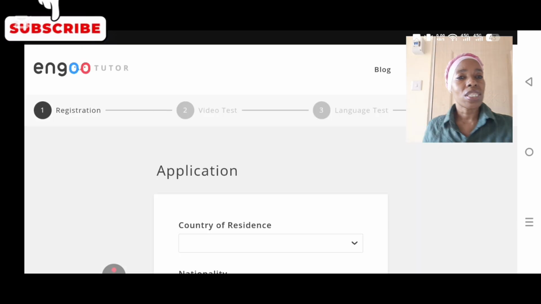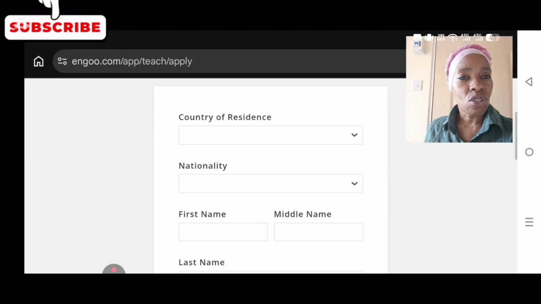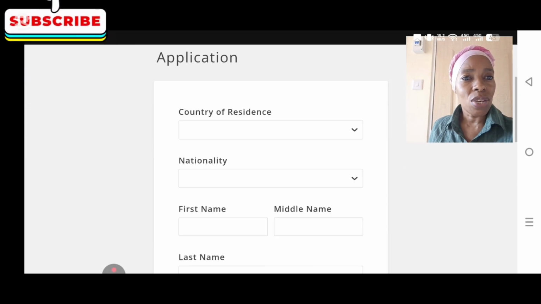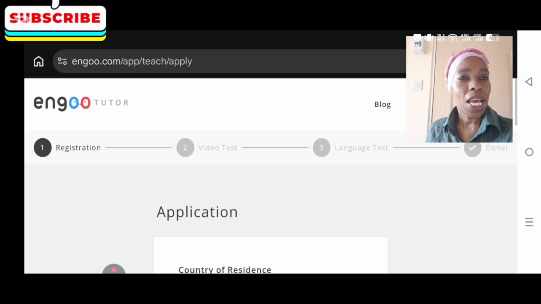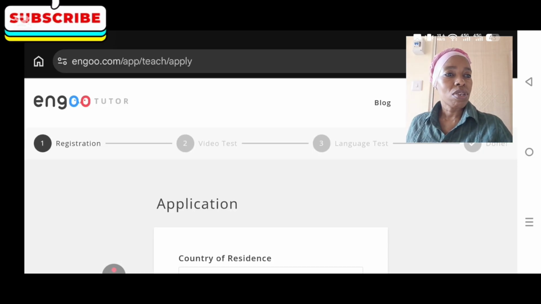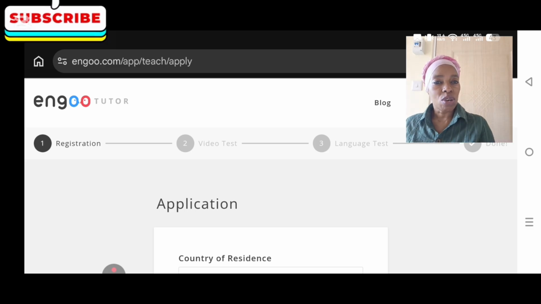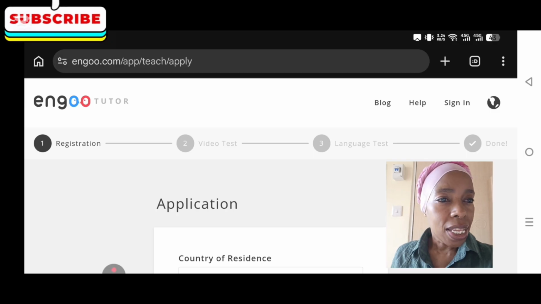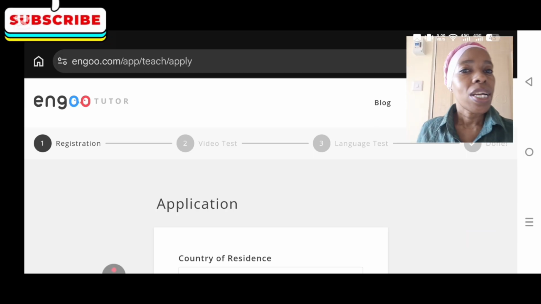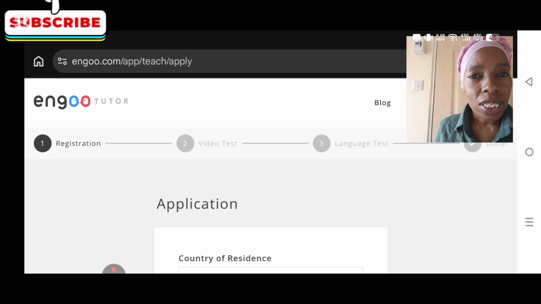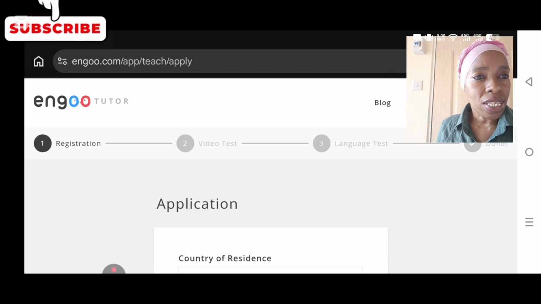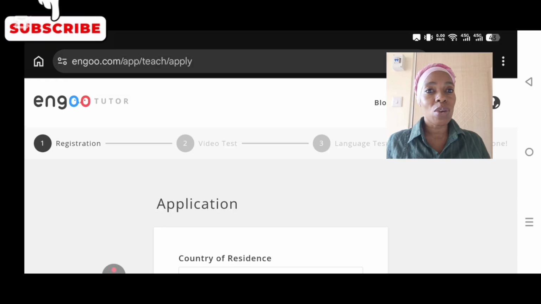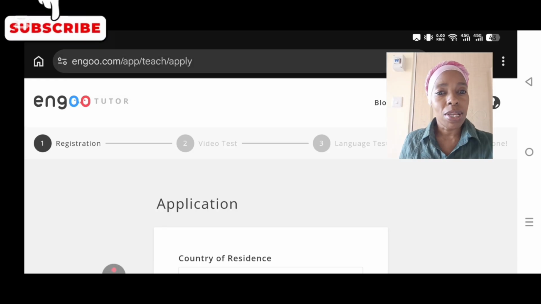If you click on start application, definitely they're going to ask you for your name and nationality. This is how it looks. Once you fill all this in, you can continue the application process up to the end. For me, I am not really applying. I just wanted to show you guys how it looks. But guys, they have registration, the video test, and then the language test. Once you have done the registration, video test, and language test, you are done, and now you wait for them to confirm you. If you do meet the requirements, then you start working with them immediately.